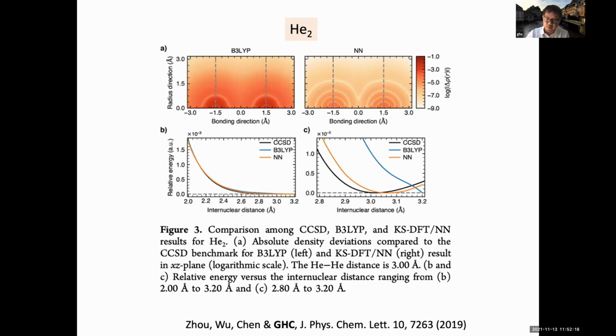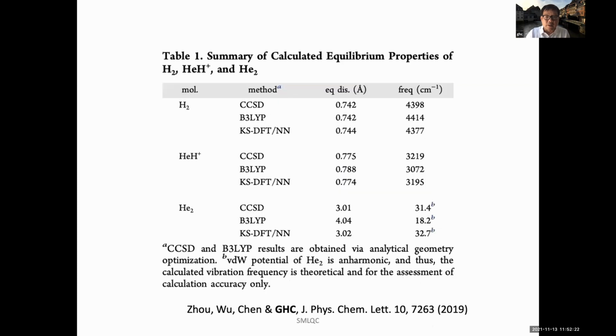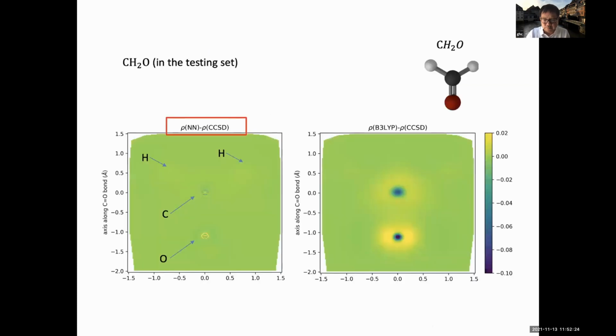As I run out of time, I will speed up. Right now we're looking at some organic molecules. This is formaldehyde. Now we have much more: four nuclei and more electrons. Again, compared to B3LYP, it is better. Again, this contour plot.